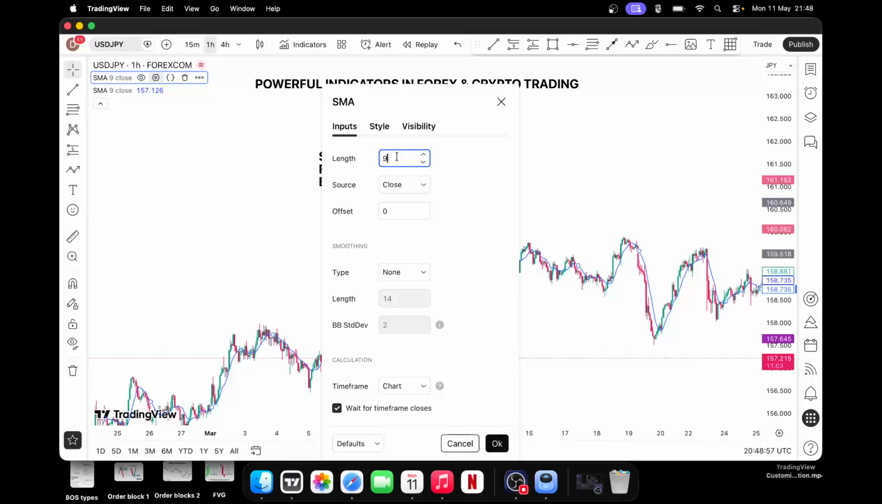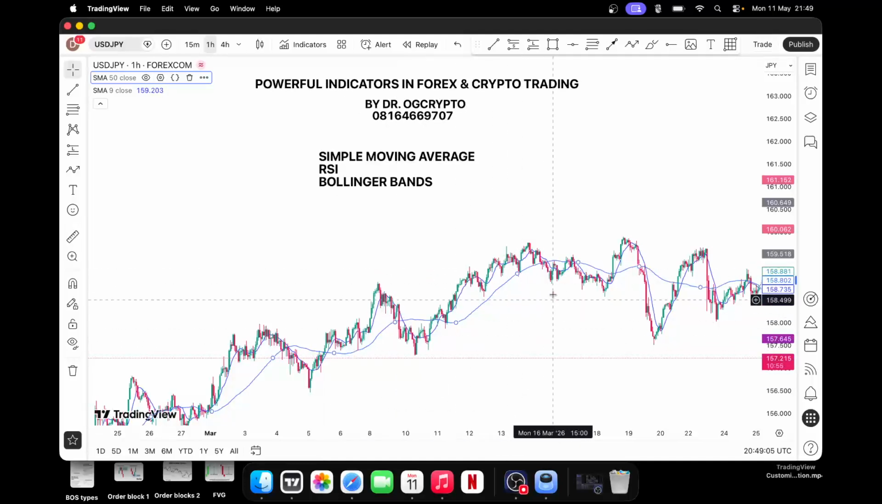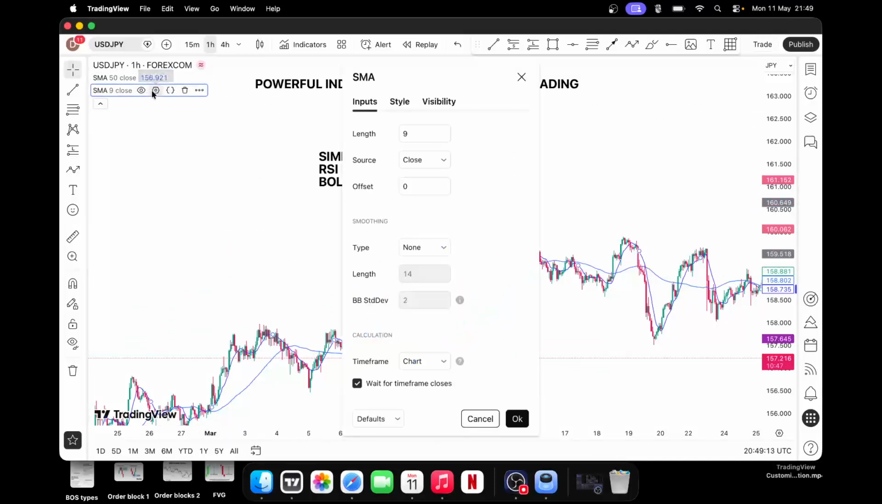Change the 9 to 50. So can you see? It's now SMA 50. So you see that it's giving us two colors, two moving averages now. So the second one, change it to 200. Change this one to 200 moving average.